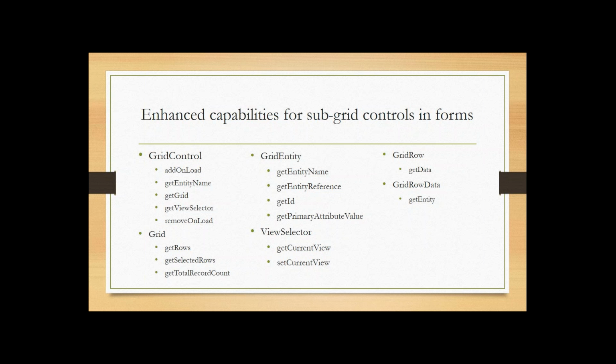Next method is getRows. This method will return the collection of all the grid rows present in the grid. The next one is getSelectedRows. This function will return the collection of all the selected rows in the grid. The next method is getTotalRecordCount. This method will help us to get the total number of records in the selected grid.